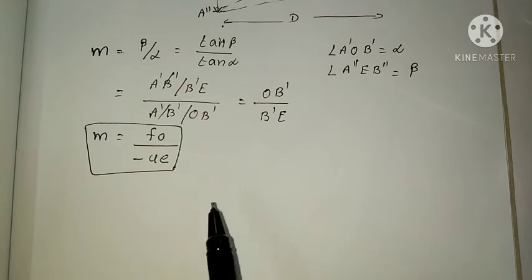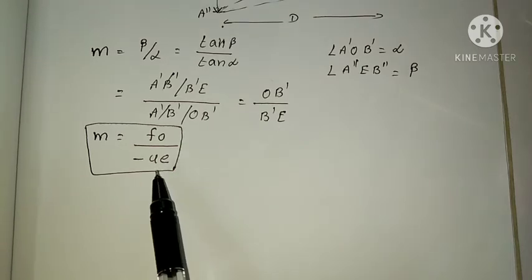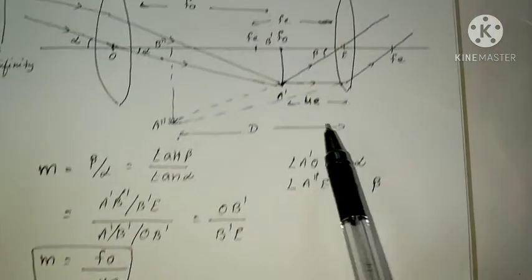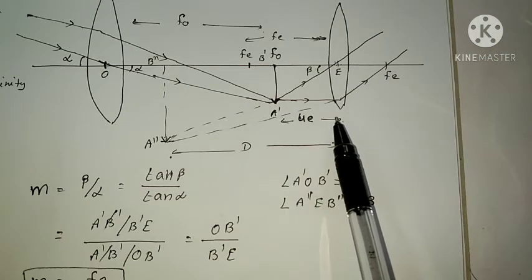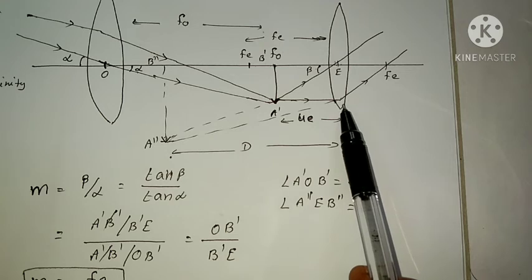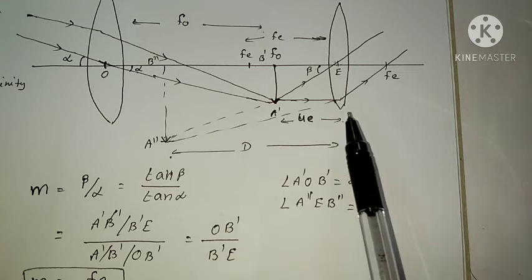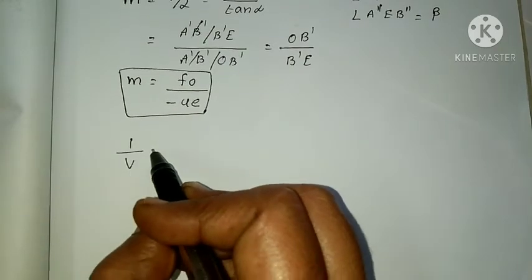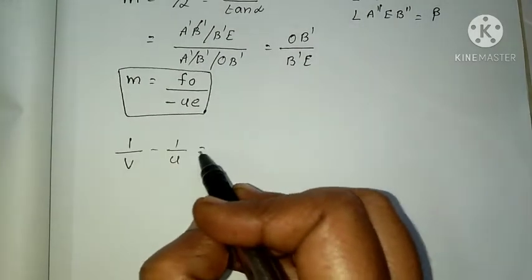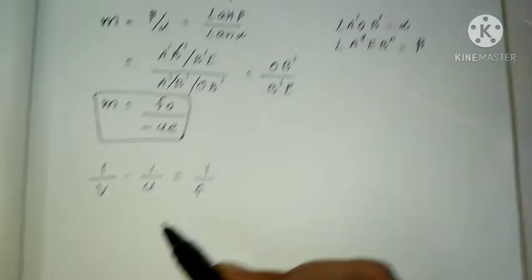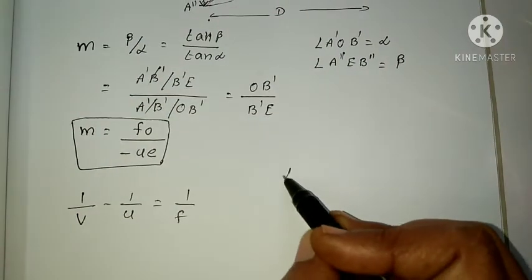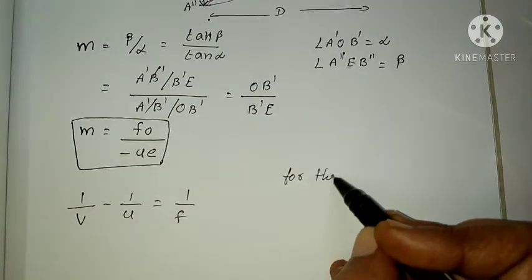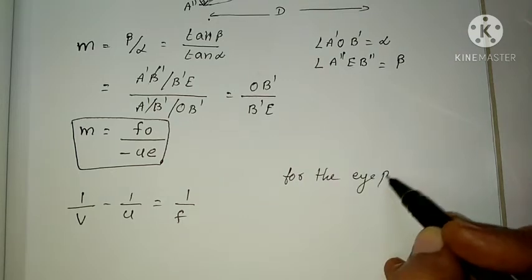Then we can find out this 1 by UE. So we can take the lens formula and apply it for the eyepiece. What is the lens formula? 1 by V minus 1 by U equal to 1 by F. We can apply this for the eyepiece. So for the eyepiece, what is the object?